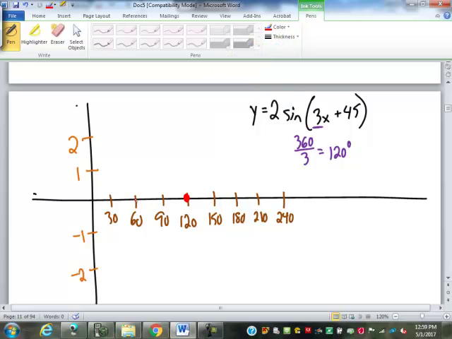I go halfway, which would be what? 60. So it's going to be at 0 at those 2 points. I know I make this wave, right? If I go half of 60, that's going to be my peak. So right there at 30 is my peak. Halfway between 60 and 120 is 90. That's my trough. So there's my wave. So I'm just going to repeat that.